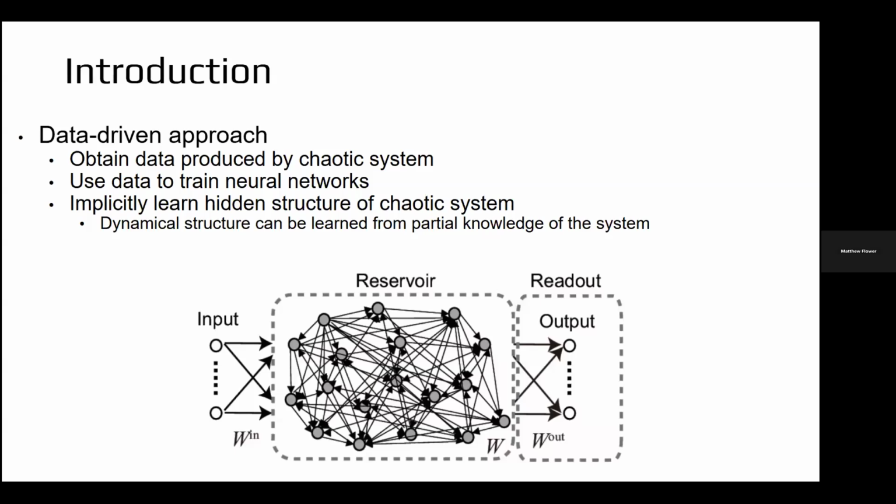So here's our data-driven approach. We use the time series data produced by the chaotic systems to train the neural network. And so the network implicitly learns the hidden structure of the system's dynamics, which means it can capture how the system behaves, even if it doesn't have the governing differential equations. And this is called reservoir computing.